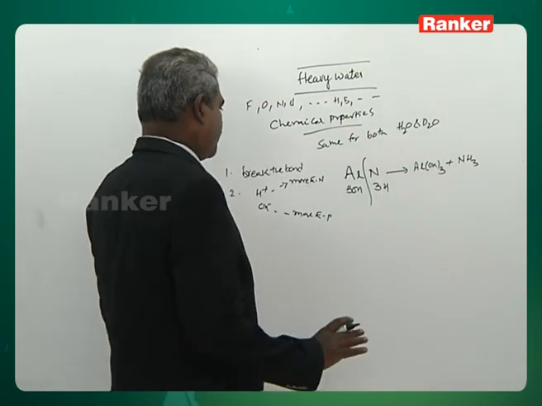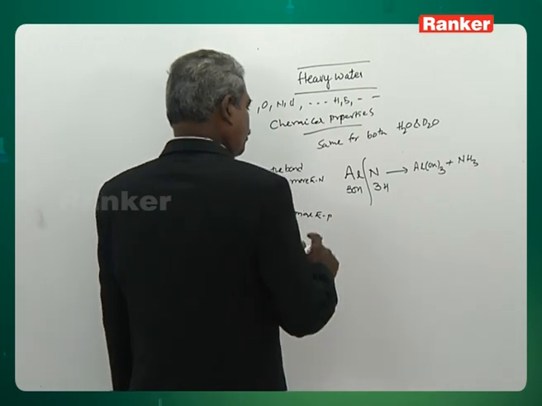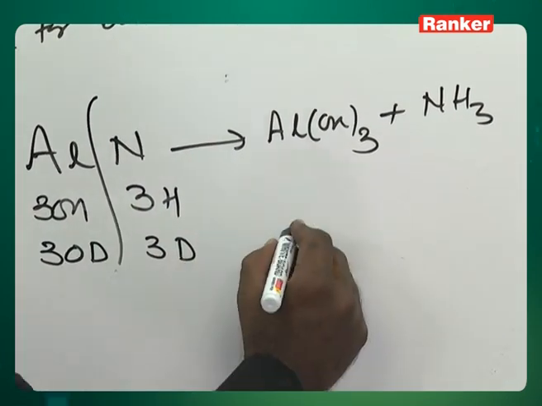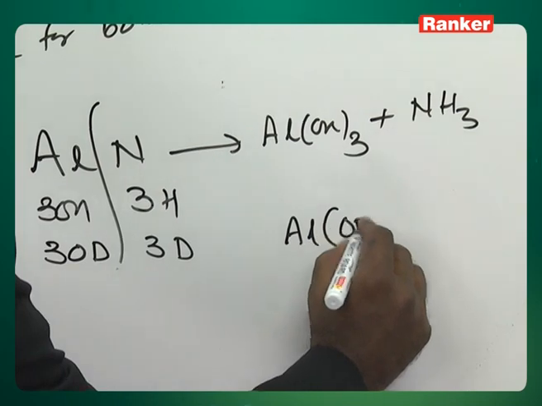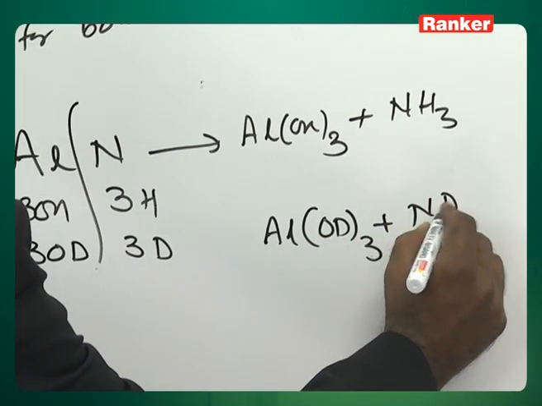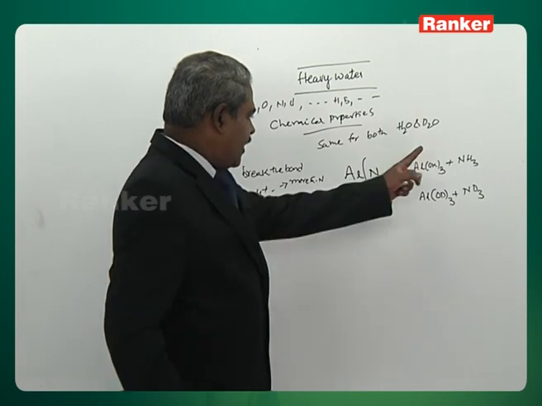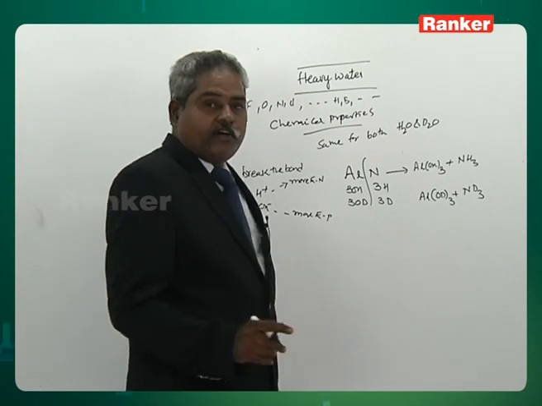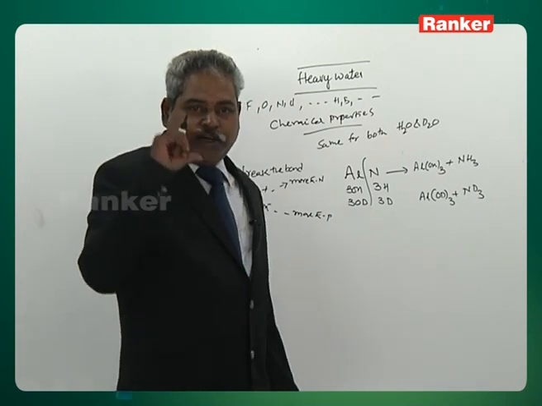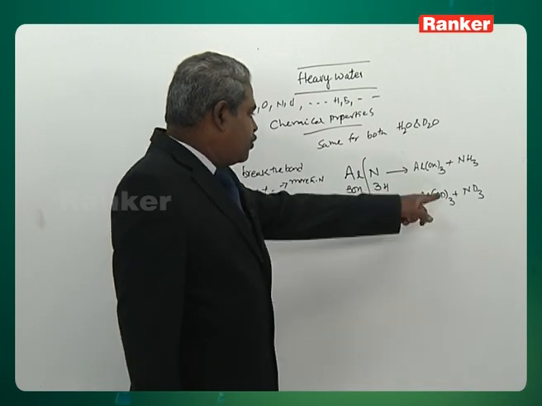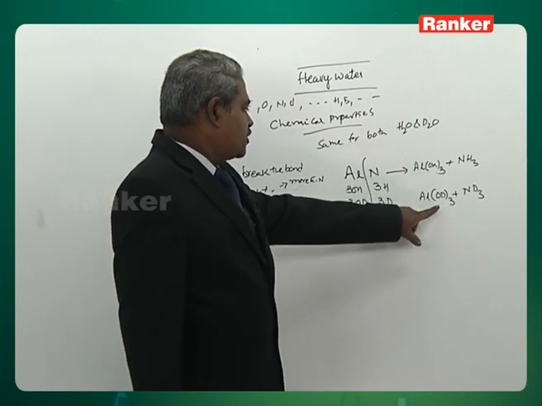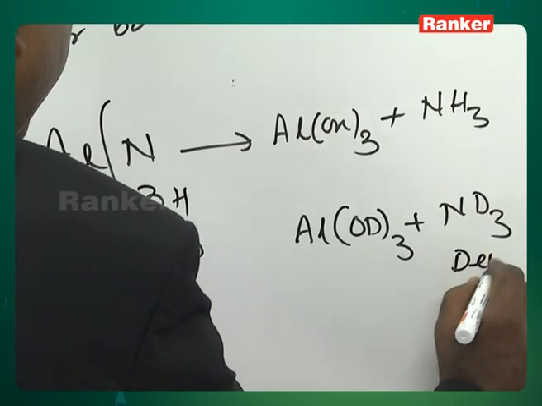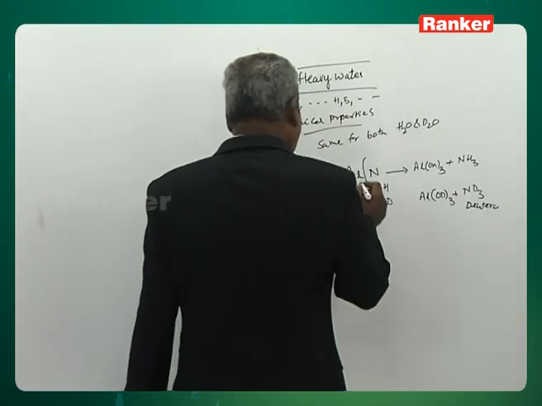So, the same aluminum nitride reacts with D2O producing 3 OD and 3 D. Same, and you get Al(OD)3 and ND3. There is no difference between H and D except for mass. I am telling you, only the isotopes of hydrogen have been given separate symbols H, D, T. So, this is hydroxide, deuteroxide, ammonia, deuteroammonia. Put deutero wherever deutero.